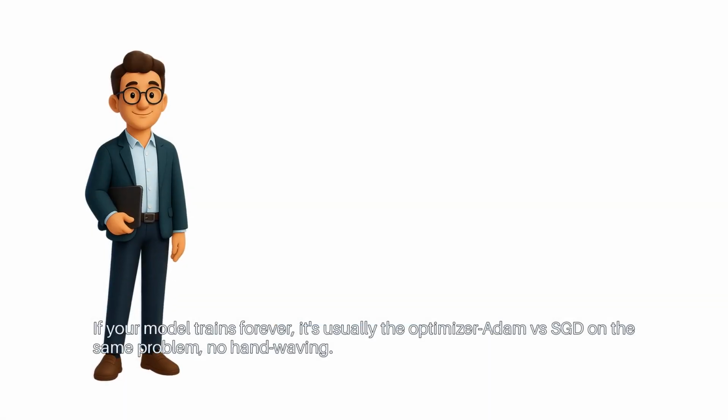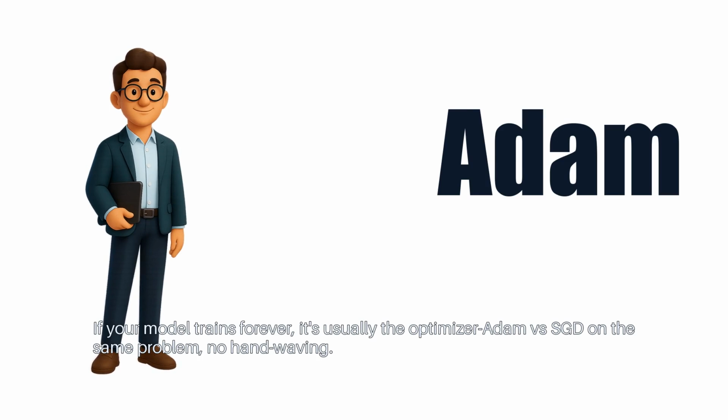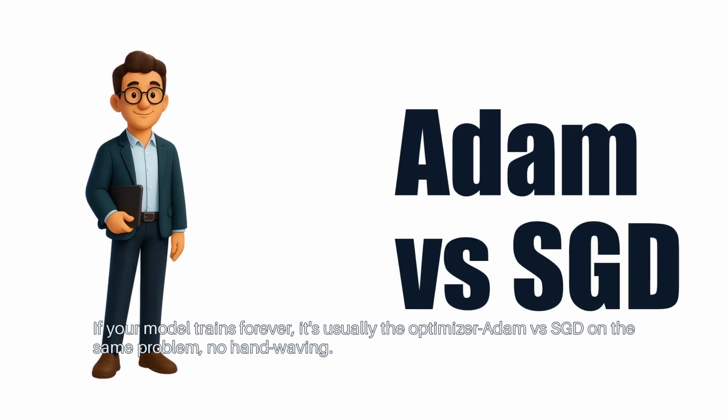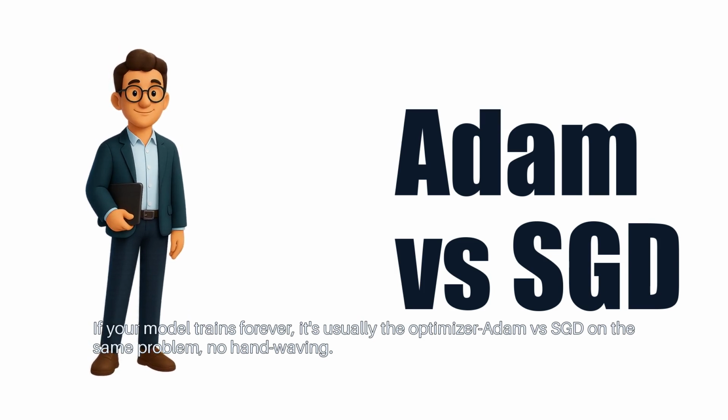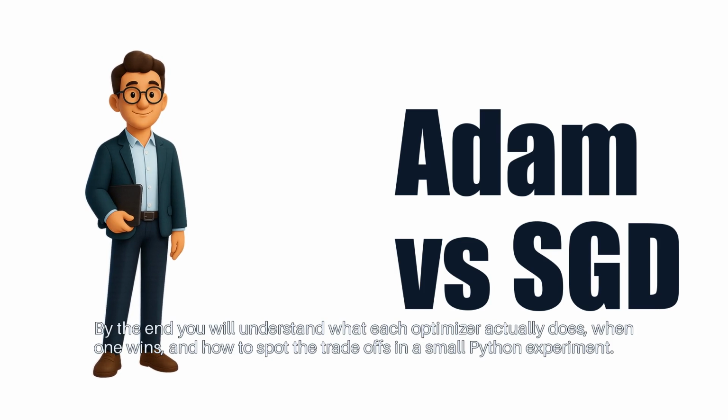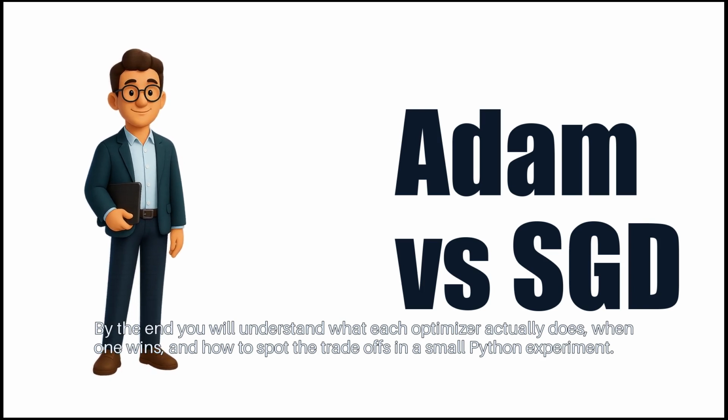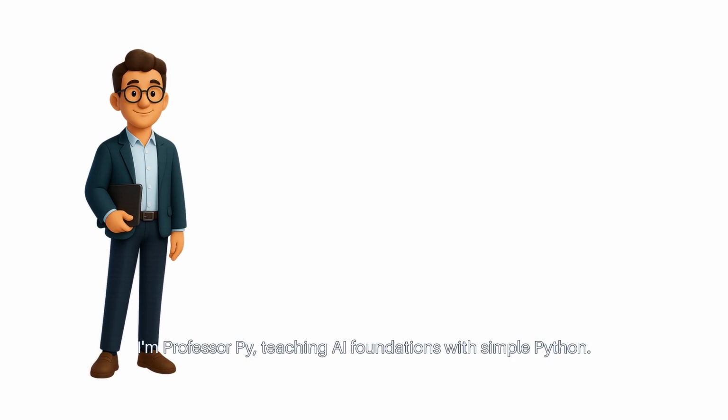If your model trains forever, it's usually the optimizer. Adam versus SGD on the same problem. No hand-waving. By the end, you will understand what each optimizer actually does, when one wins, and how to spot the trade-offs in a small Python experiment.